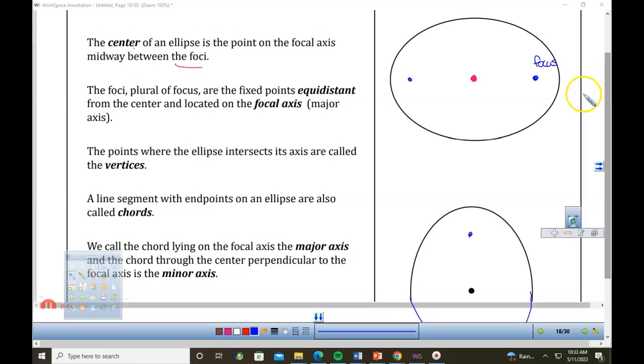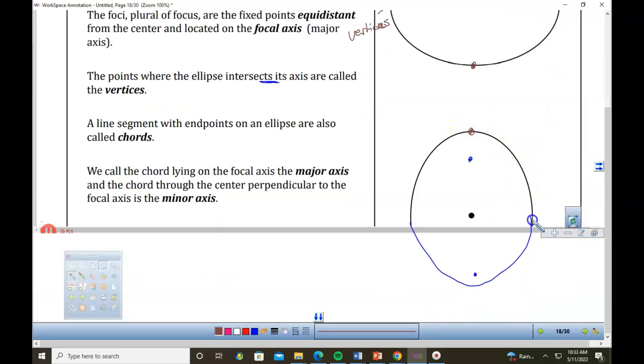The points where they intersect are my vertices. So this would be a vertex. I should change color. All of these brown ones are vertices. This is going to be a key part. We're going to need to find the foci, the center, and the vertices. And down here you're going to have one here, and here, and here, and here. All these are also vertices. So you have 4 in total.